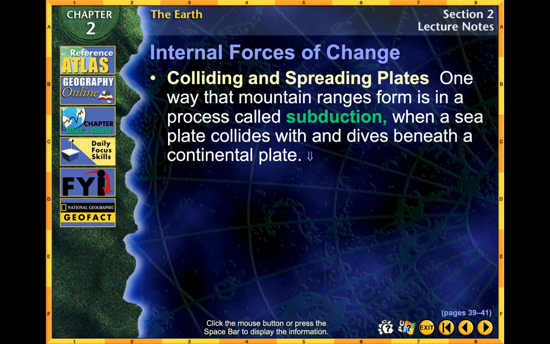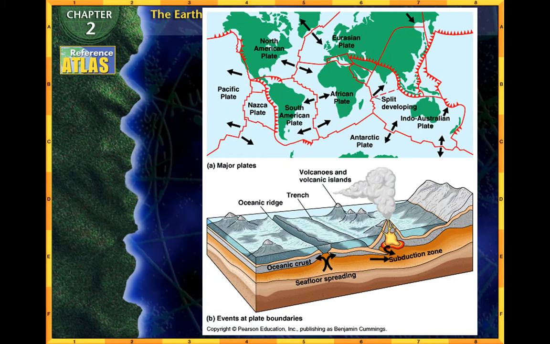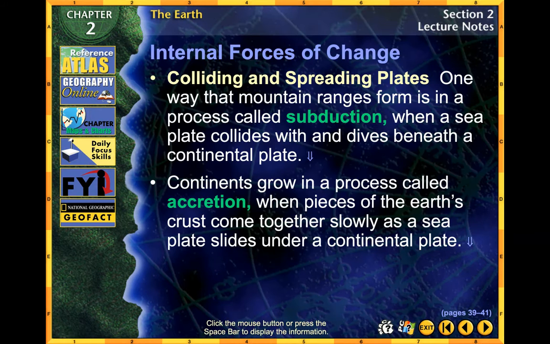Now, one way that mountain ranges form is in a process called subduction. So that's when plates collide and one goes under and it pushes the other one up. So like the Himalaya Mountains were actually formed, if we go back here, when the Indian subcontinent hit and started pushing up the Himalaya Mountains. They're a relatively newer mountain range.